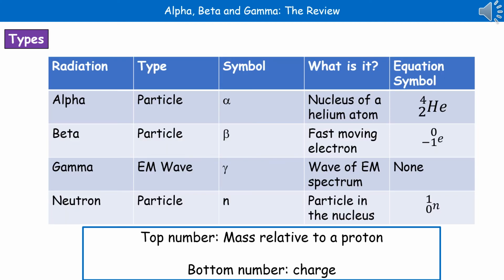In the table, we've got our 4 types of radiation that have been summarized with their key facts. So we've got 3 particles, alpha, beta and neutron, and 1 electromagnetic wave, which is gamma. So make sure that you do know what each of them actually are in terms of their type, their symbols, what they are in terms of fast-moving electron, particle in the nucleus, nucleus for helium atom, etc., and the equation symbol on the right-hand column there. Do remember that where we've got the numbers there, the top number is the mass relative to a proton, and the bottom number is the charge.